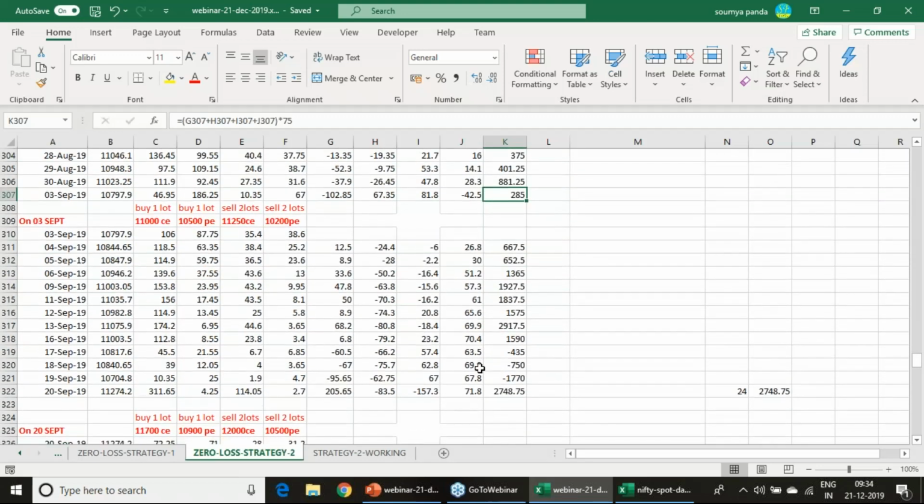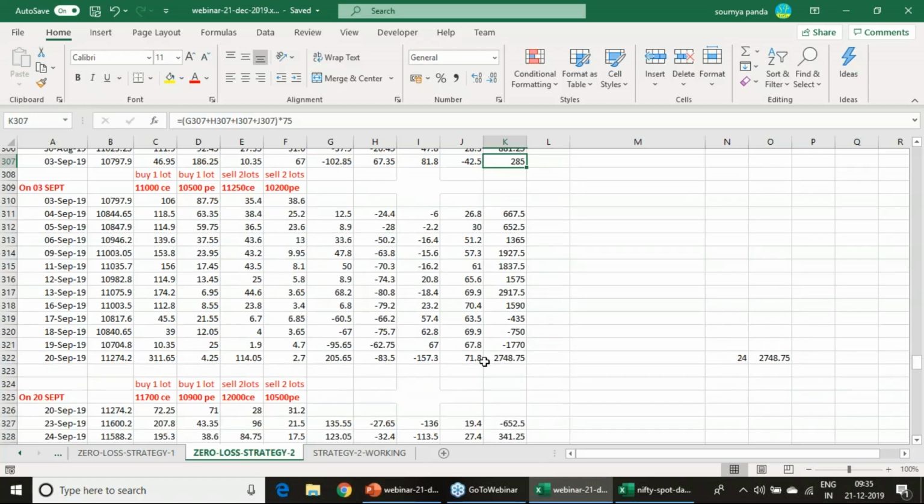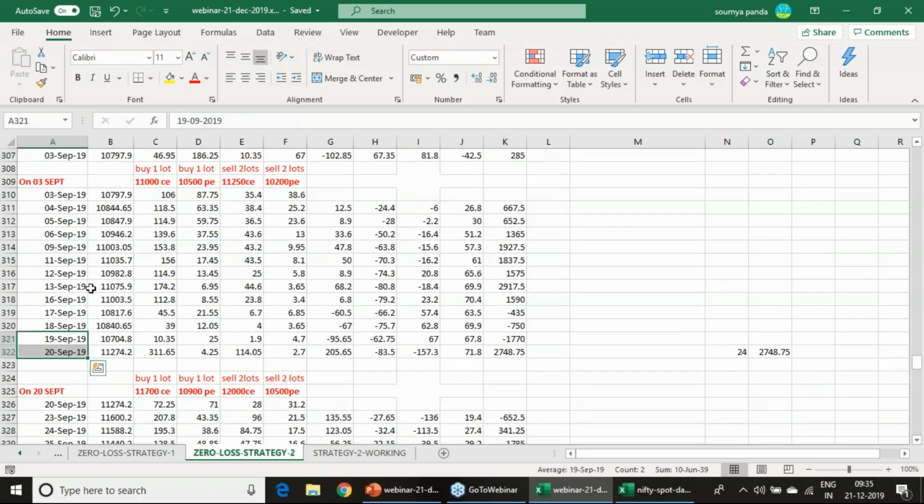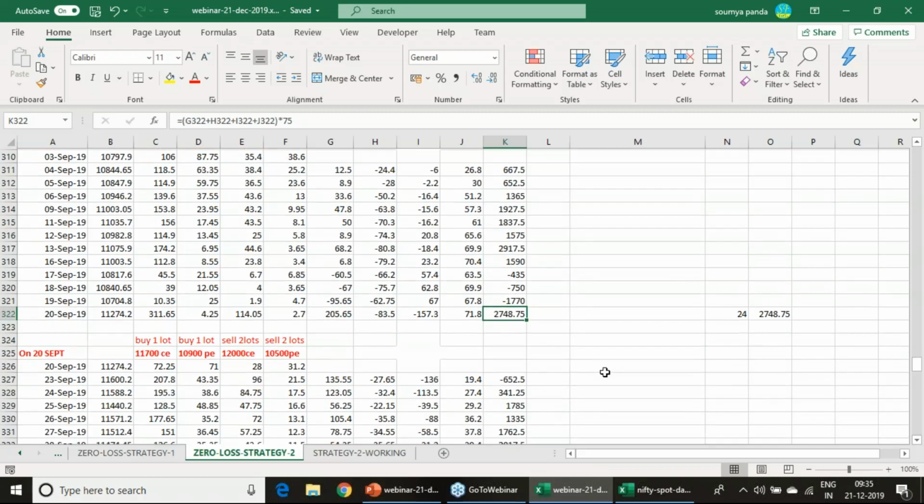Most of you will know what used to happen in this strategy in exceptional cases, like the September 20th one. From 3rd September to 20th September, there is a huge jump, 10,700 to 11,274, a 500 point movement. Though this strategy was maturing on 13th September, I just extended it till 20th September. You can see how much we are getting: at that time also 2,700.